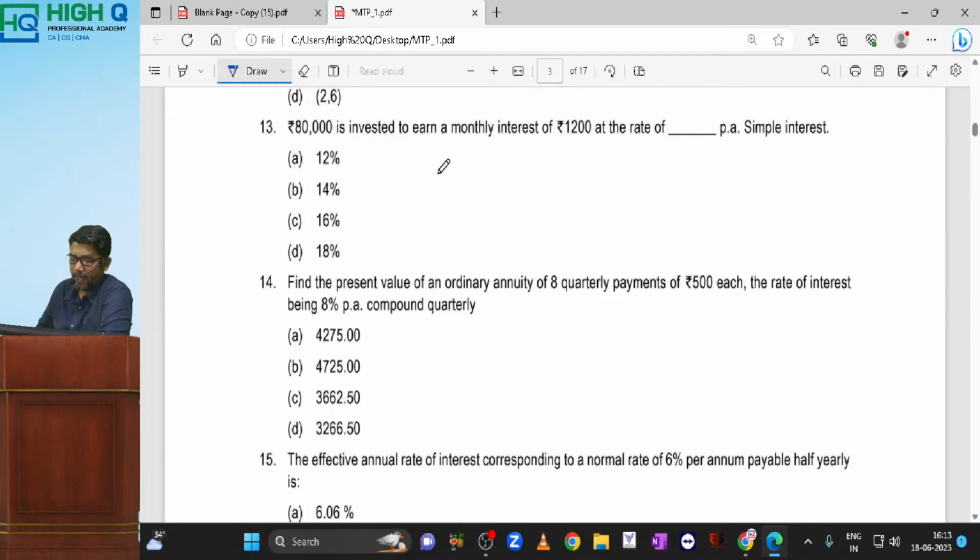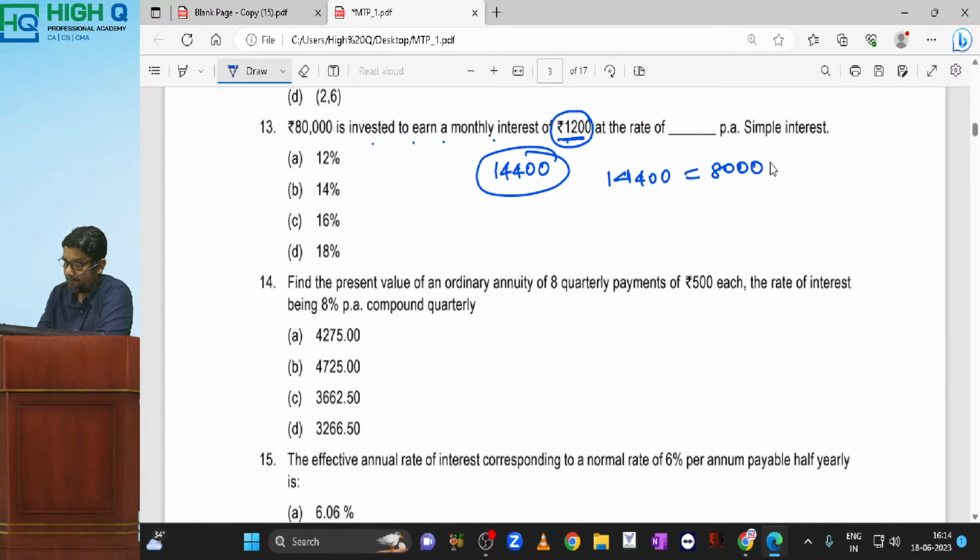Next. 80,000 rupees is invested to earn a monthly interest of 1,200 rupees at the rate of dash per annum simple interest. 80,000 invested to earn monthly interest of 1,200 rupees. So our monthly interest is 1,200. But simple interest is always calculated on a yearly basis. So therefore, how much is it? 14,400. This is the interest amount. So my simple interest is 14,400.